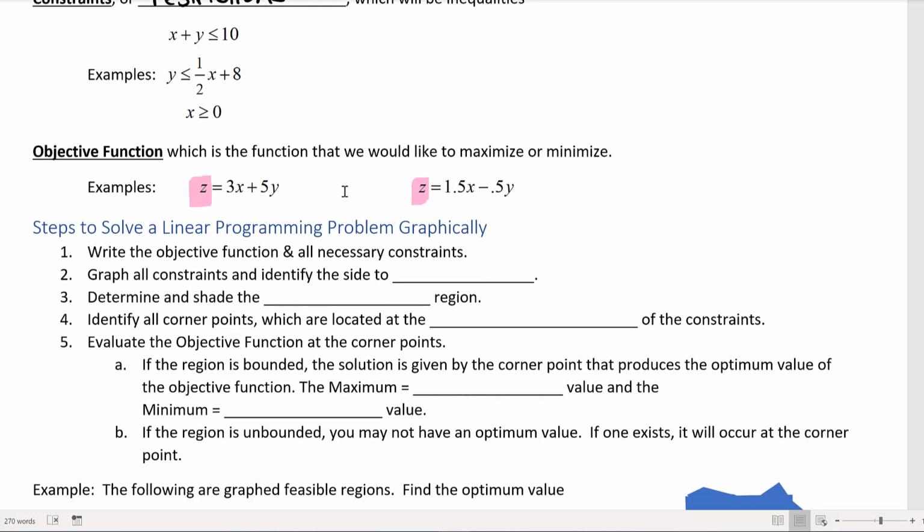Next, we're going to talk about the steps to solve a linear programming problem. Step 1, write the objective function and all necessary constraints. For word problems, you're going to be reading the word problem and writing your own functions and necessary constraints. I think today we're mostly going to give you the objective function and all the necessary constraints, and you're just going to have to do the next steps. Step 2 says graph all constraints and identify the side to shade. Just like in some of the previous work we've done, we had to shade multiple inequalities on the same graph.